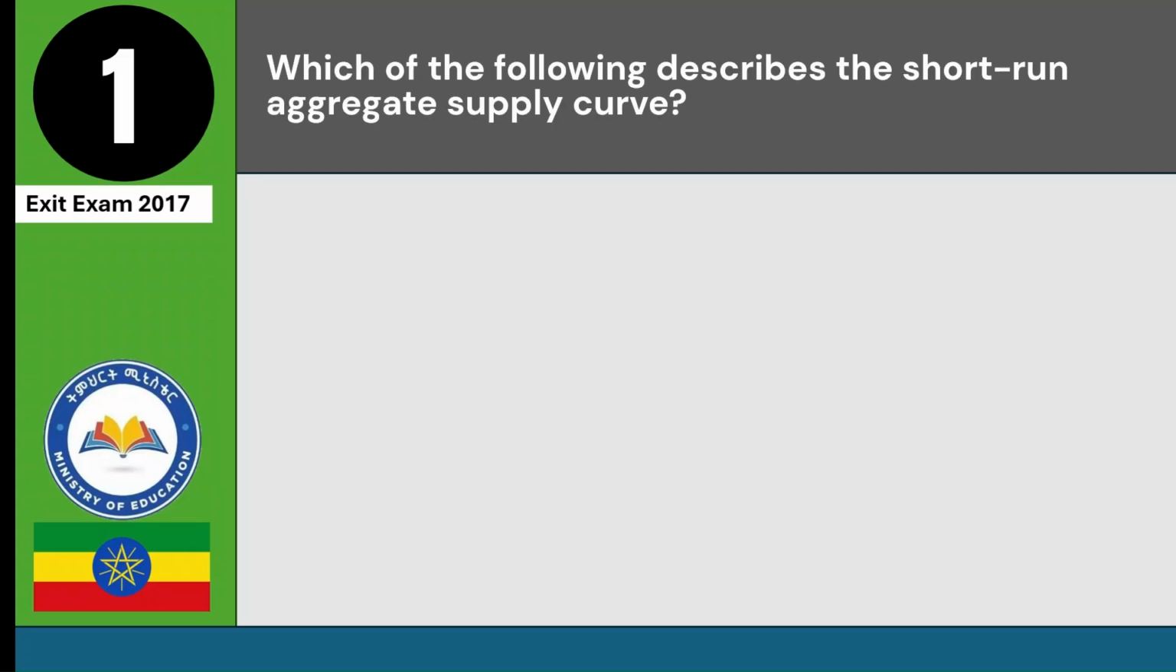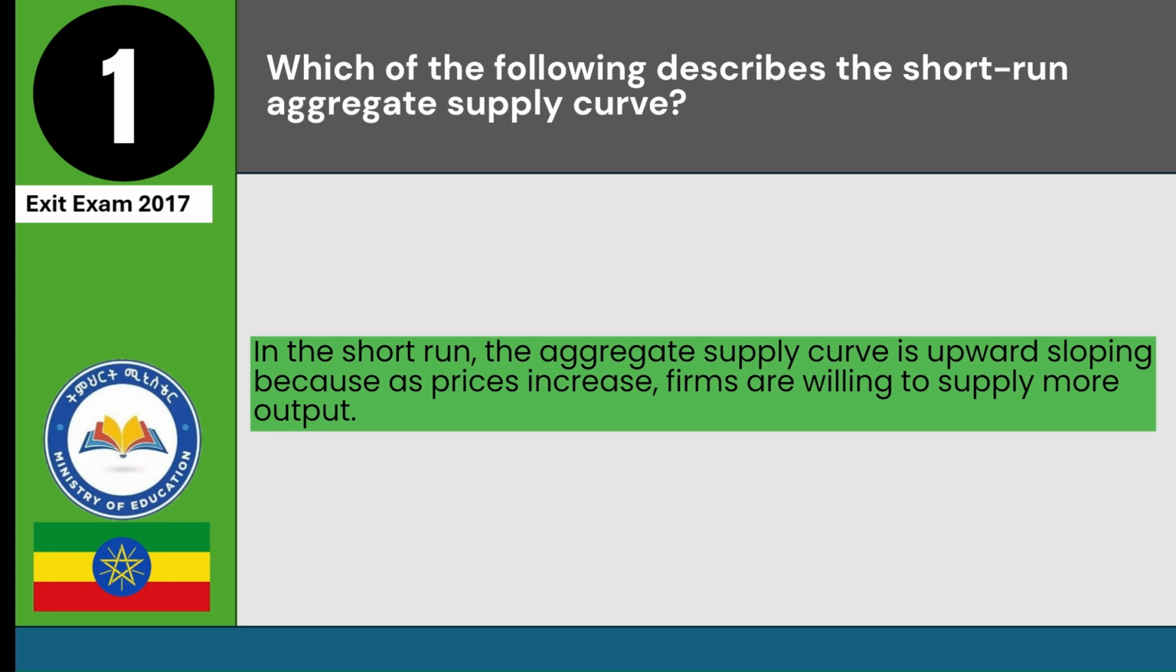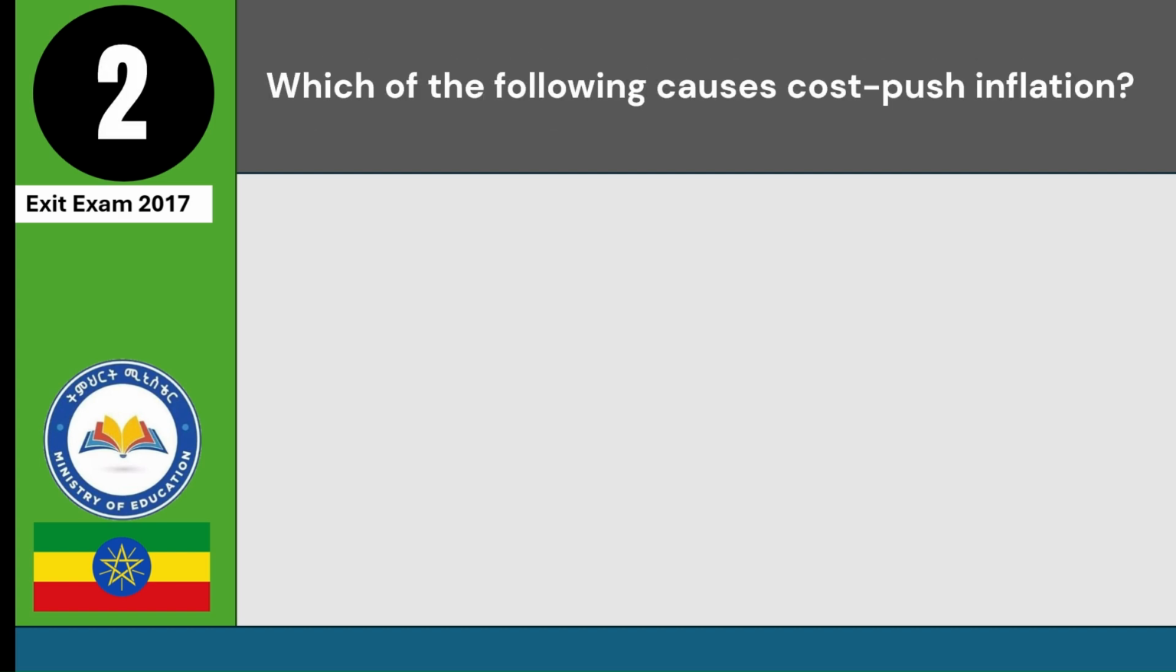Which of the following describes the short-run aggregate supply curve? A. Vertical. B. Horizontal. C. Upward sloping. D. Downward sloping. Answer: C. In the short run, the aggregate supply curve is upward sloping because as prices increase, firms are willing to supply more output.